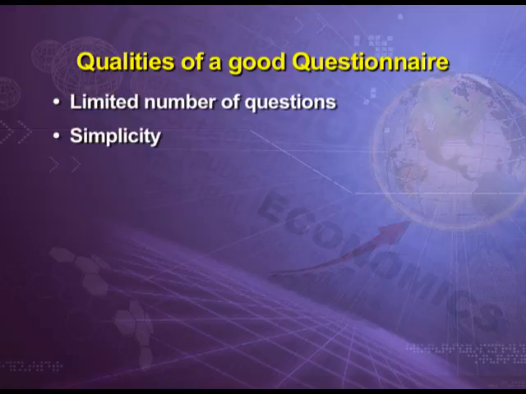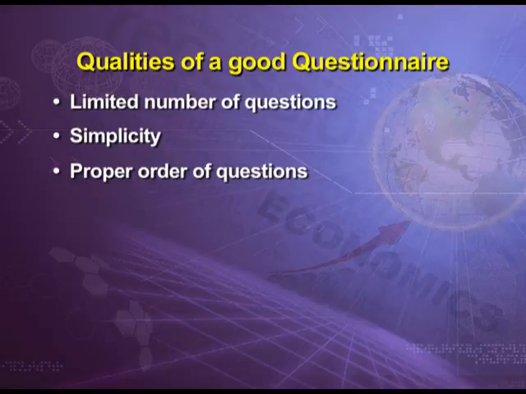The second point is simplicity. A questionnaire must be very simple, easy, and lucid. Similarly, the language of questions must be very simple, easy, and attractive. Third point, proper order of questions. No doubt, if we are preparing a questionnaire related to some problem or issue, the sequence of the questions must be properly arranged. For example, if we want to know the annual or monthly income of a particular respondent, before asking this question, we should know whether the person is employed or unemployed.